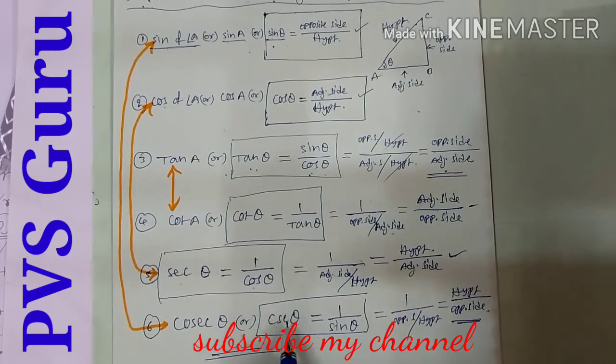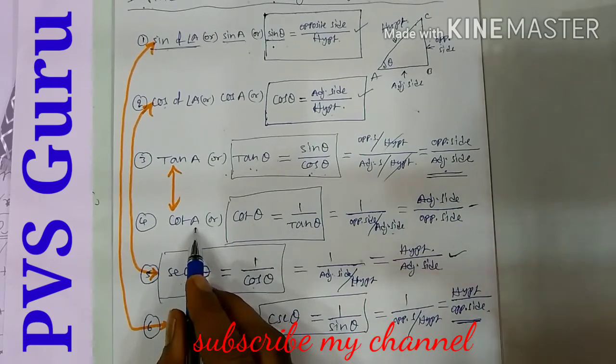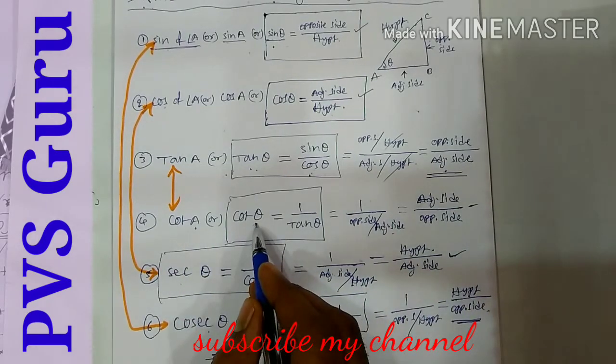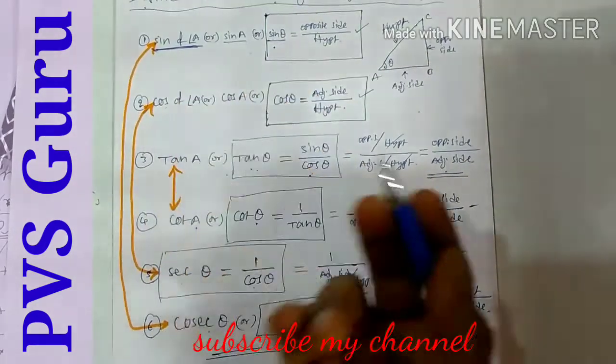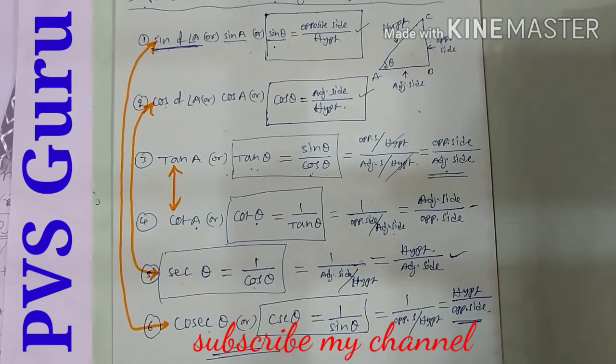Okay, you write theta or A, whatever it is. Suppose your question is in the form of A, you write it A. Your question is in the form of theta, you write it theta. But you don't write like this, sine of angle A. Read out, but don't write.